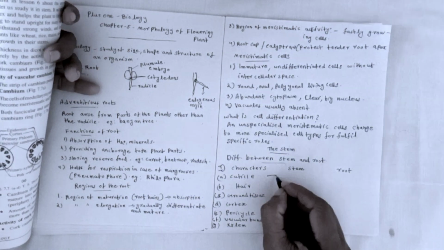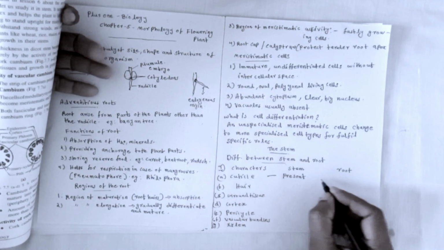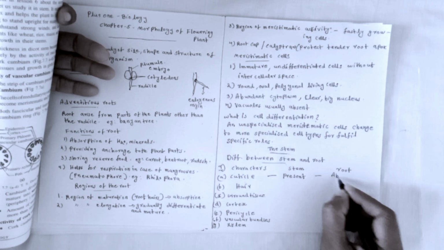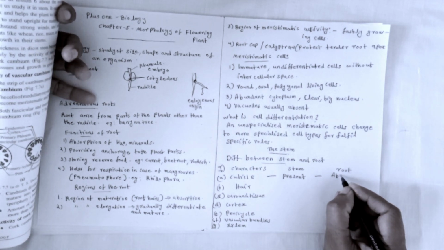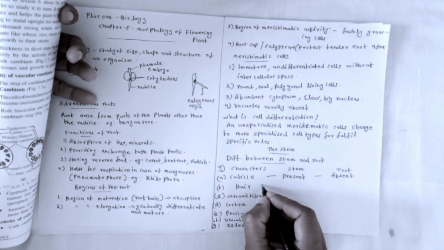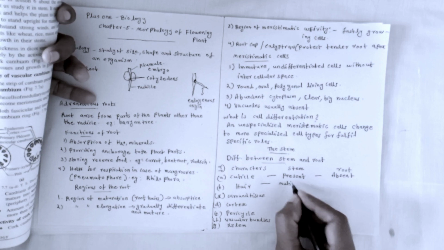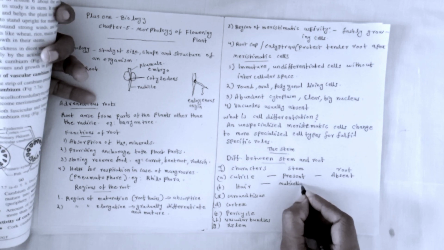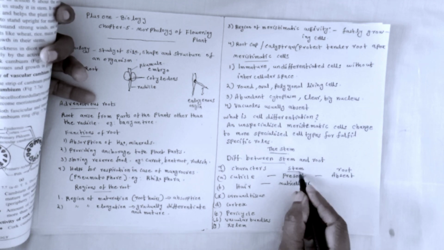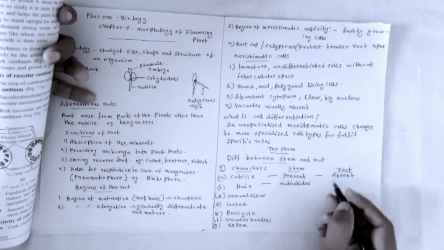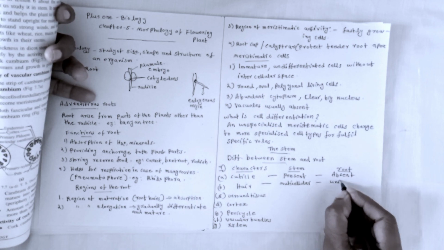Cuticle is present in stem but absent in root. Cuticle is the outer glassy covering of the epidermis. Then hair: multicellular hairs are usually seen in stem, but root hairs are unicellular.